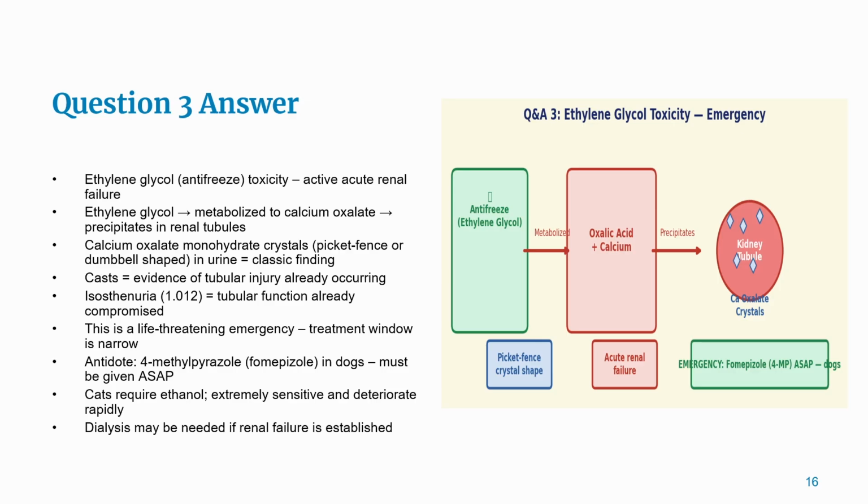The urinalysis is already showing you crystals in the urine, casts indicating tubular injury, and isosthenuria showing the tubules are already losing function. And this dog was only exposed 6 hours ago. The antidote in dogs is fomepizole, which blocks the enzyme that converts ethylene glycol to its toxic metabolites. It must be given as soon as possible, ideally within the first few hours, before metabolite accumulation causes irreversible kidney damage. This case cannot wait.